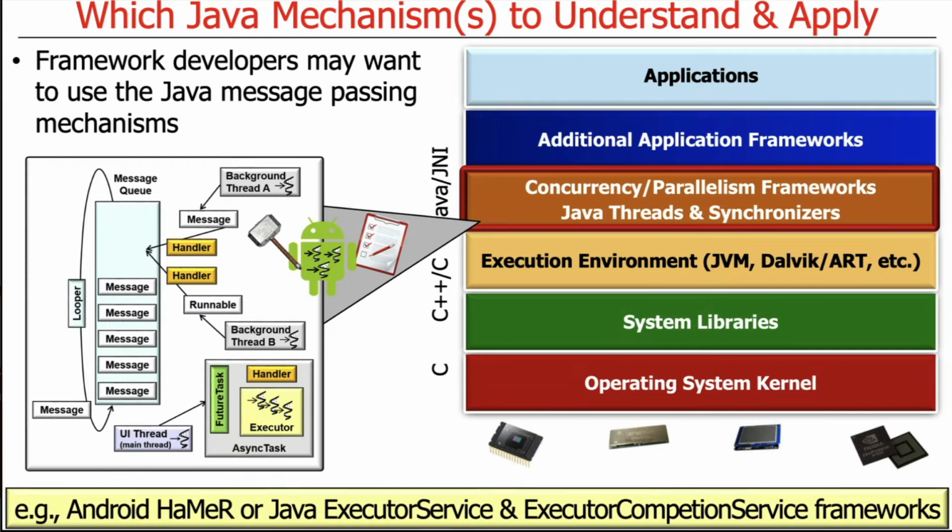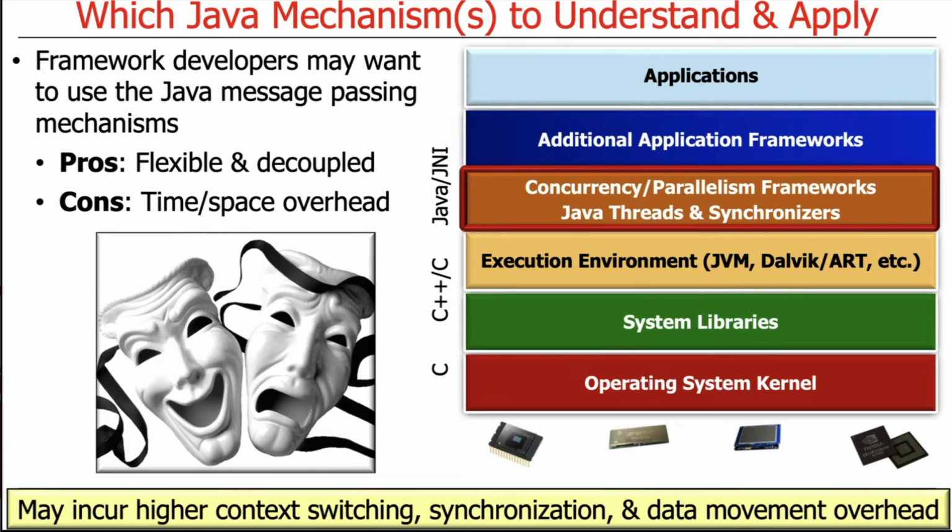So if you're the Android developers and you're building the hammer framework, you might want to use message queues to communicate between producers and consumers of events in the Android system. And Java itself has a bunch of frameworks that come out of the Java 5 era, such as the executor service and executor completion service. And those are also based on thread-safe queues to take data from clients and then submit them to a pool of threads where they're processed and the results come out at some later point in time. So frameworks can be useful if you're building frameworks for reuse, message passing is a very common approach. The good news with message passing is it's fairly flexible and decoupled.